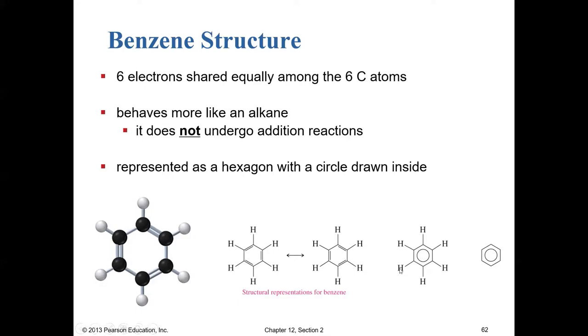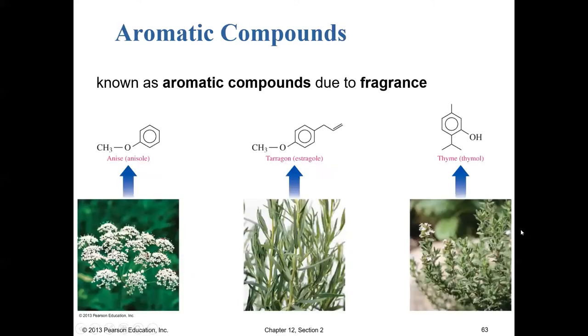So whenever you see it drawn with a circle, it basically means we can't touch it, okay? And because of that, it's going to behave like an alkane. So we can combust it, but we can never break those double bonds because we're almost sharing them like they're singly shared across. So in aromatic compounds, they're actually key components of fragrances.